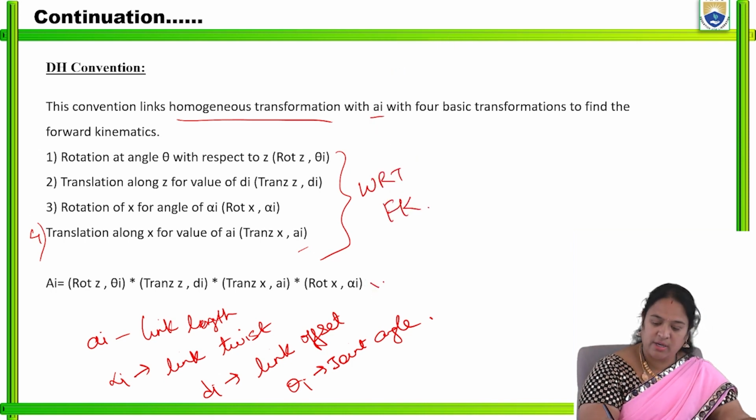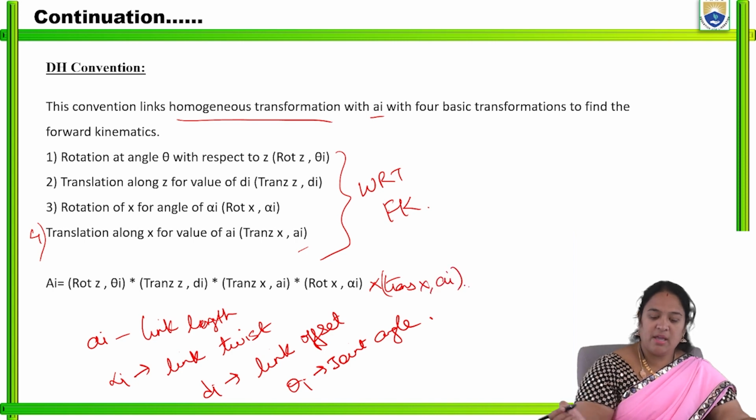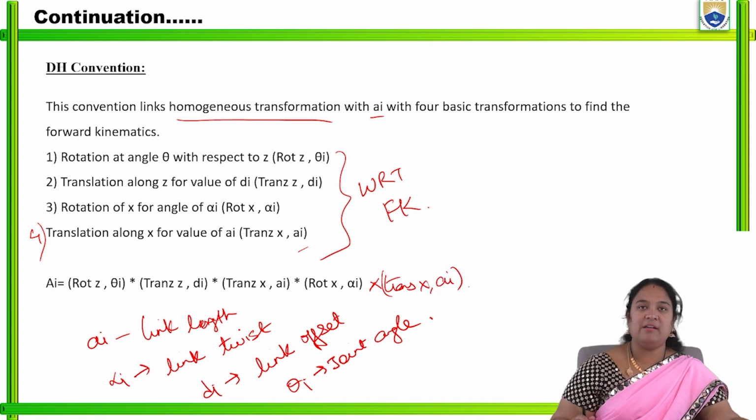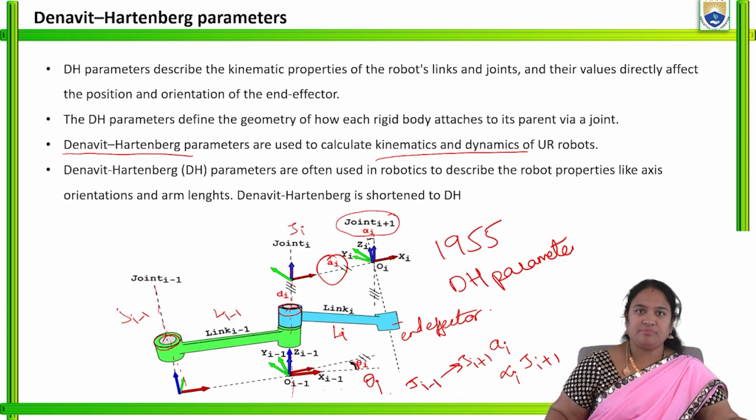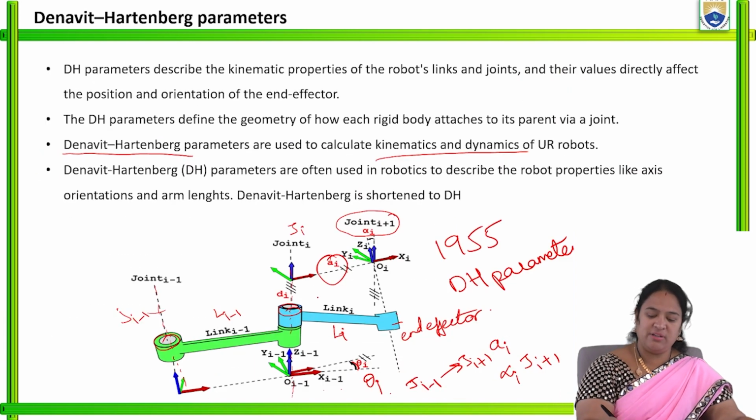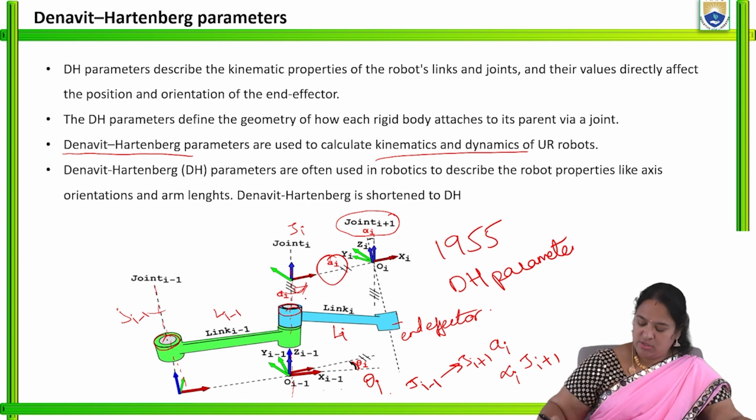Into here we need to write one more term, translation of x comma AI. So how do we find out this particular transformation matrix with respect to this term, where AI is known as the length of the link, alpha is the twist, the angle of twist for that particular link, di is the link offset, and theta is the joint angle. That is, here whatever angle is being formed, theta, is known as the joint angle.